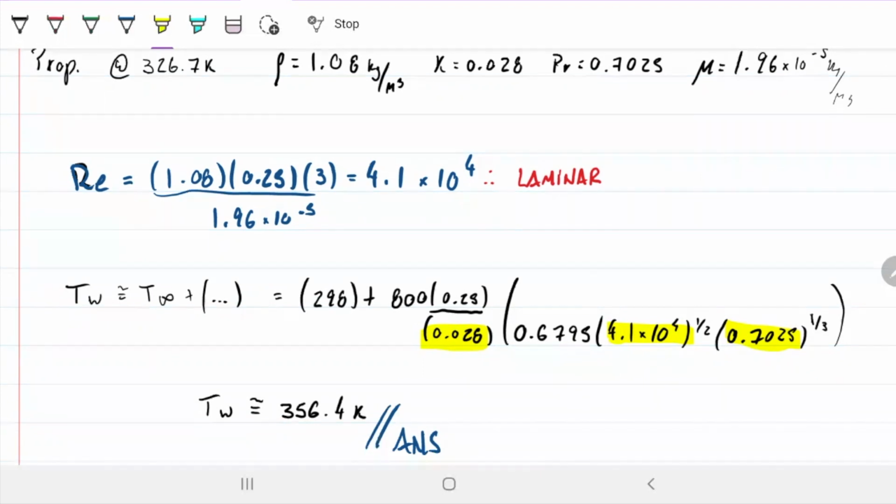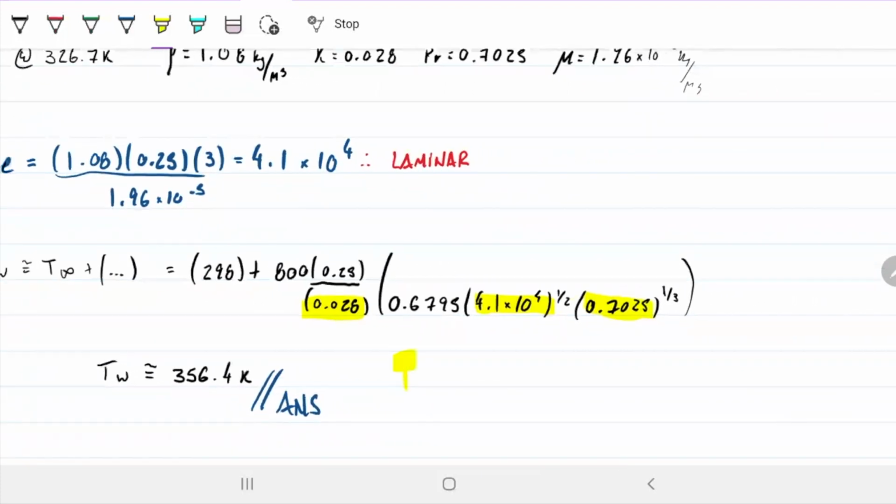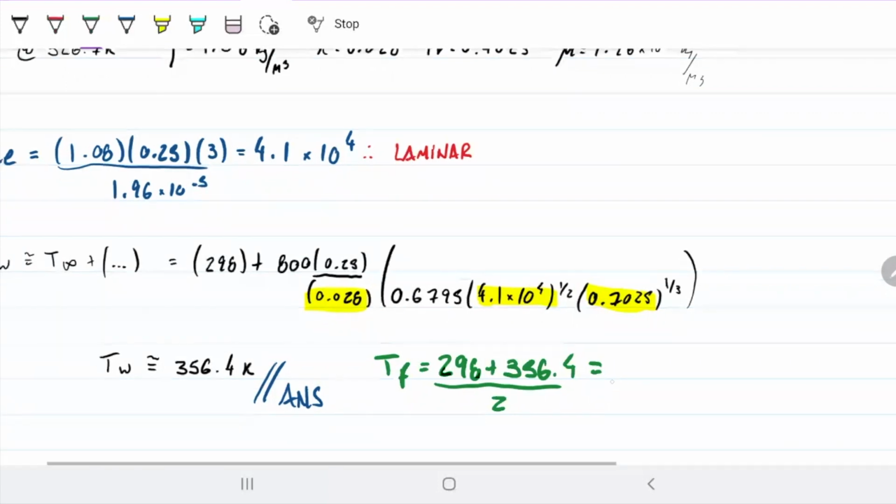Yes or no? Well, it depends. It's up to you guys to see if you need to do it one more time or not. Okay, this is up to interpretation once again. From 355 to 356, it's a small difference. If you think about it, let's see what will be our new film temperature. 298 plus 356.4 divided by 2. 327.2.